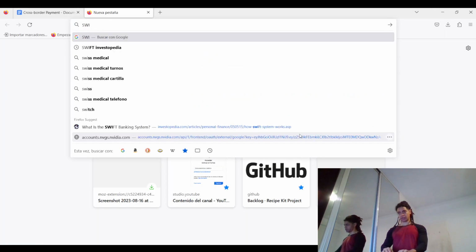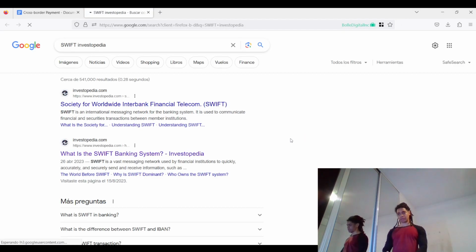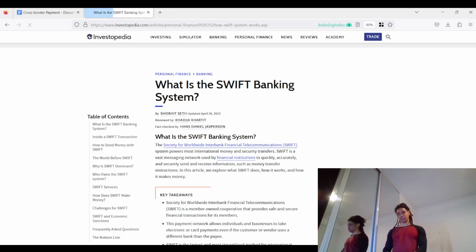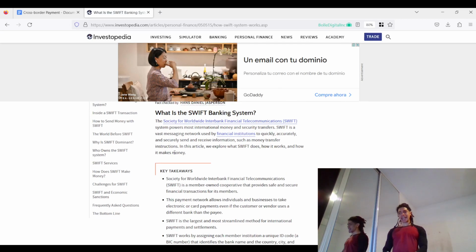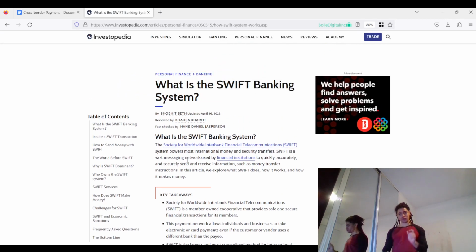So if I want to take a look at the SWIFT here from Investopedia. What is Swift? This network is used by financial institutions, credit unions, banks, investment banks, brokerage firms, or mortgage lenders. This network is used by all of these actors to quickly, accurately, and securely send and receive information such as money transfer instructions. So in this article, we're going to explore what Swift does, how it works, and how it makes money.